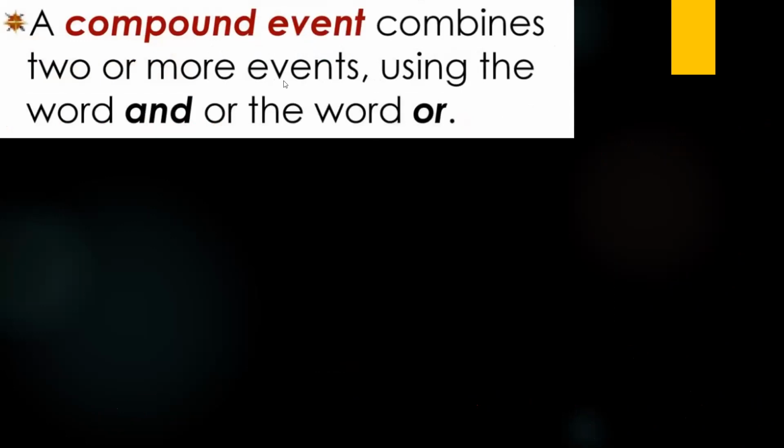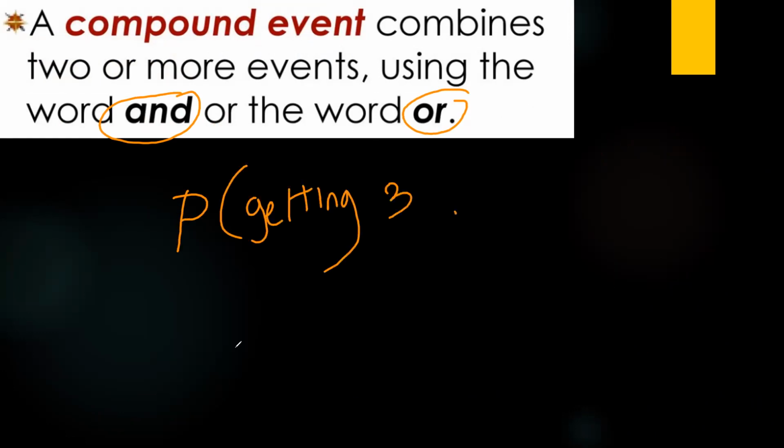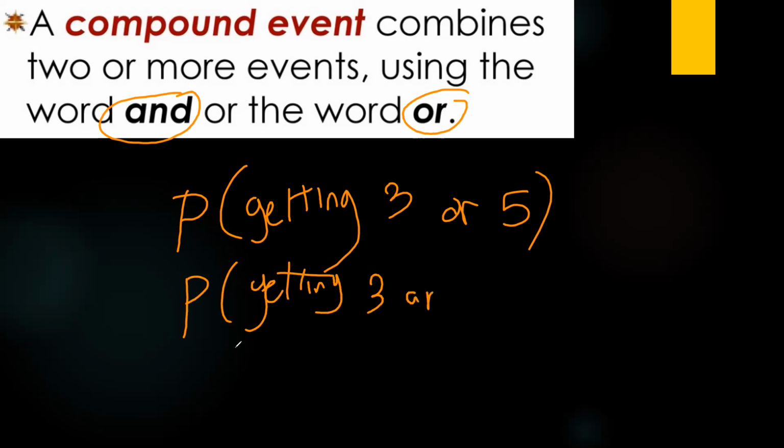So the compound event combines 2 or more events. How can I combine 2 events? By using the word and or the word or, such as the probability of getting 3 or 5, as an example, or the probability of getting 3 and 5. In this lesson, we are going to see how they are different. So to combine 2 events, we have to use and or or.